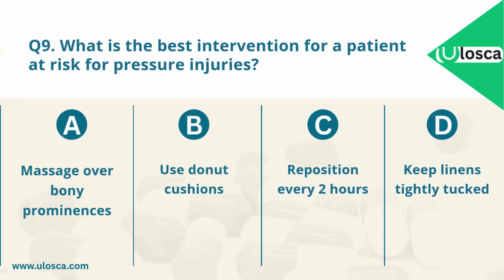Question 9. What is the best intervention for a patient at risk for pressure injuries? A. Massage over bony prominences. B. Use donut cushions. C. Reposition every 2 hours. D. Keep linens tightly tucked. Which one is the correct answer?